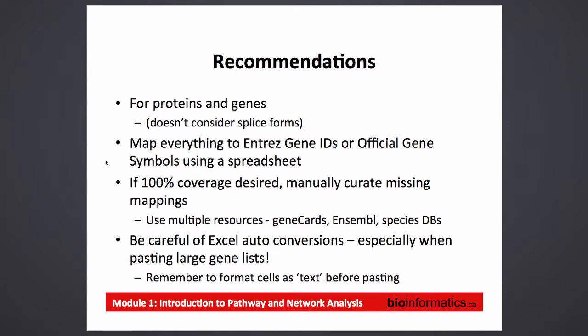So a couple of recommendations on how to deal with these IDs, one of them being focus on a particular well-identified or well-acknowledged set of IDs, such as Entrez IDs or official gene symbols. When you really want 100% coverage, use a spreadsheet. Make sure that the copy-paste works well so you don't get October 4. Then you need to perhaps look at multiple databases such as GeneCards, Ensembl, species databases in order to make sure that your missing symbols are mapped correctly. I mentioned the Excel thing already.